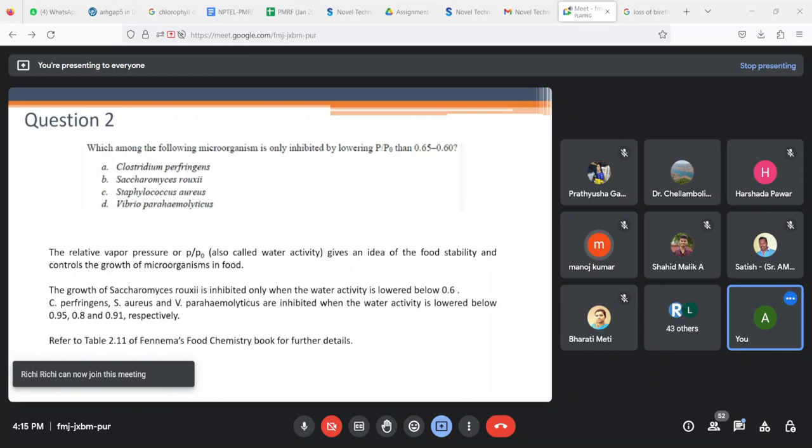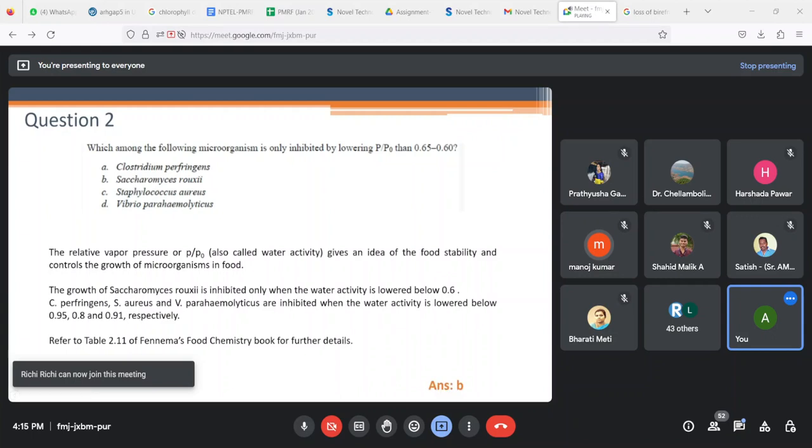Only when there is a lack or depletion of water will you be able to inhibit the growth of microorganisms. And Saccharomyces requires very little water. It is able to survive even in low water activity conditions, somewhere around 0.6. Any doubts? Okay, so Saccharomyces is able to survive even in low water activity foods, around 0.6 as well. So only when you reduce the water activity even below 0.6 will you be able to inhibit the growth of the microorganism. So the answer to this question is option B.